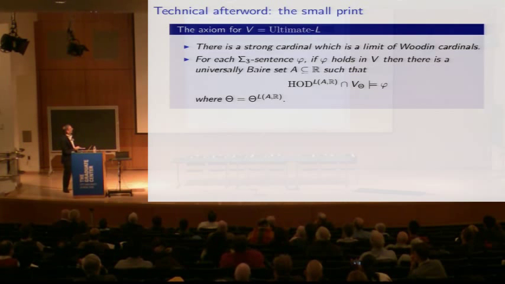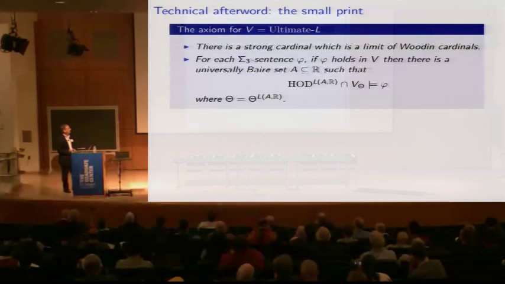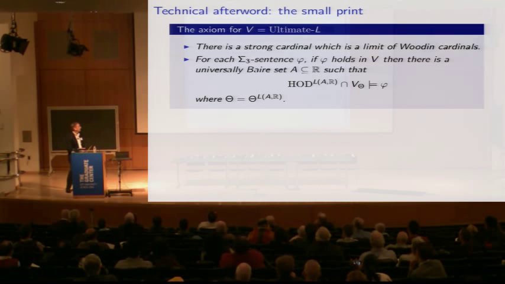HOD was introduced by Gödel. This is the relativization of L to A and R. What's a universally bare set? Well, I can define that. A universally bare set of real numbers is a set of real numbers whose continuous pre-images in any topological space has the property of Baire in that space. That's a fundamental notion in analysis. Sigma 3 is a level of complexity of sentences, and so forth. In fact, the hardest thing to define on this list would be Woodin cardinals, but I could just subsume that into a stronger theory.